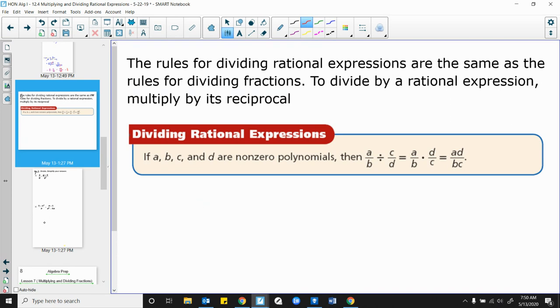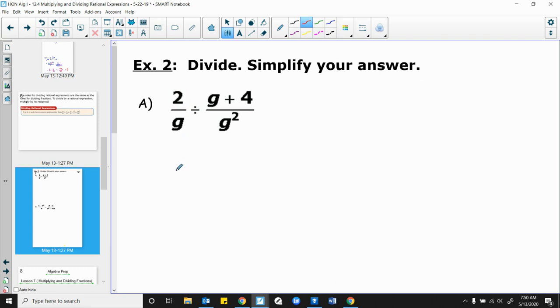So I'll show you here on this first one. I'm going to keep the 2 over g. I'm going to change the division to multiplication, and I'm going to flip the g squared to g squared over g plus 4. Pretty basic. From there I'll do a little bit of cancellations. This g will cancel. This will go to just a g, and now I can multiply across, and I'm going to end up with 2g over g plus 4.